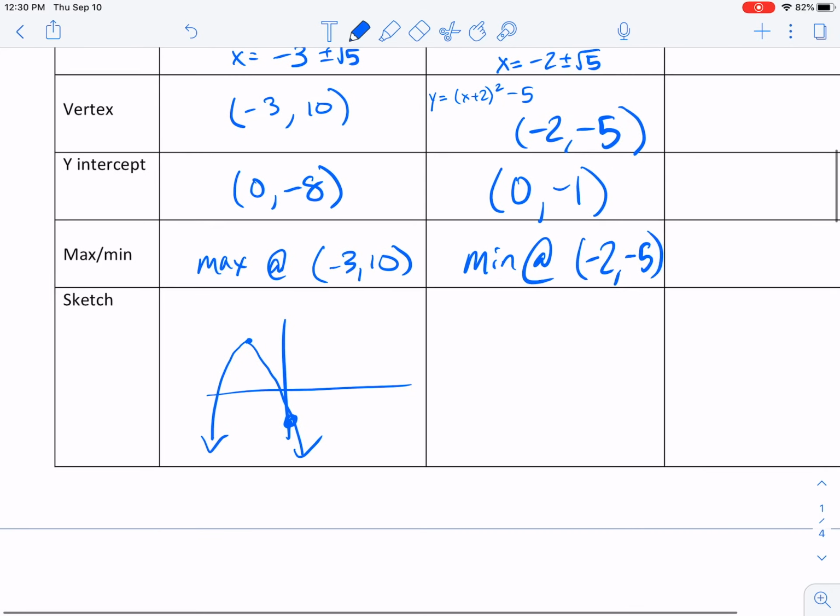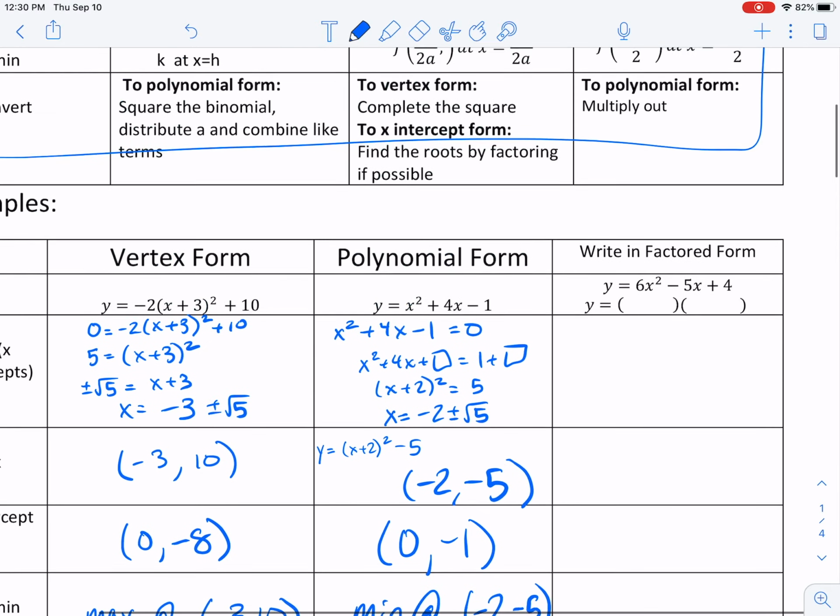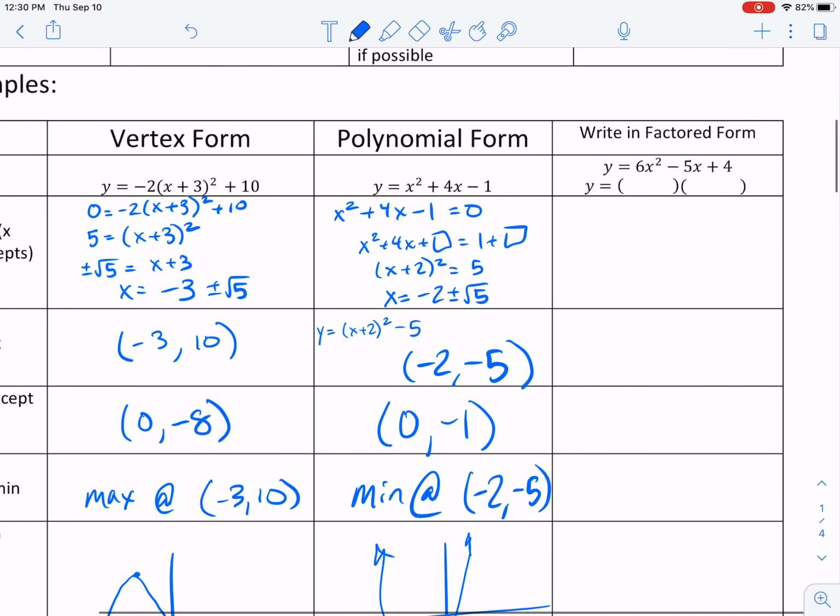And so when I go to sketch this, -2, -5 is going to be somewhere down here. I have a y-intercept of 0, -1, somewhere down here. And so, pretend I can draw. We look something like that. Okay, the next one, write this in factored form.